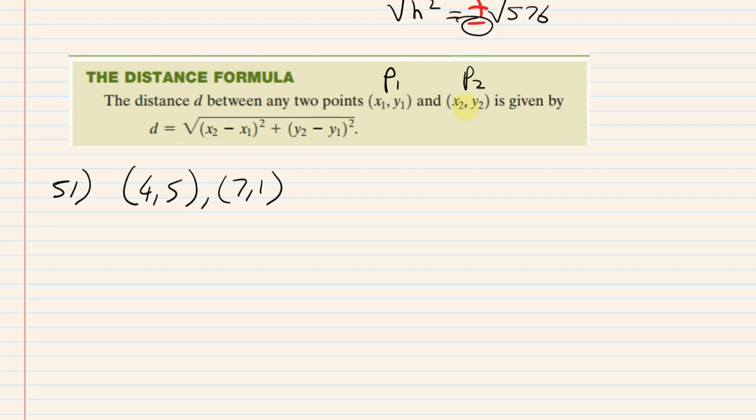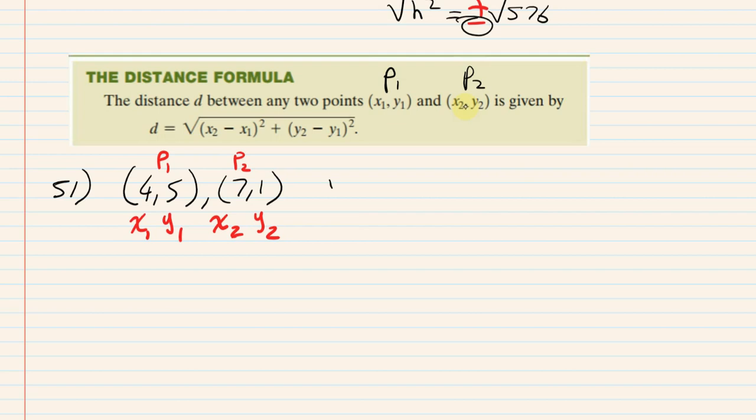Now initially I need to label these points. So I'm going to call this my point 1, this is my point 2. Well, if that's my first point, because I wrote it first, these become x1, y1. And the next to it, that one is going to be x2 and y2, correct? Now if you switch these points, it makes no difference, it works itself out in the formula.